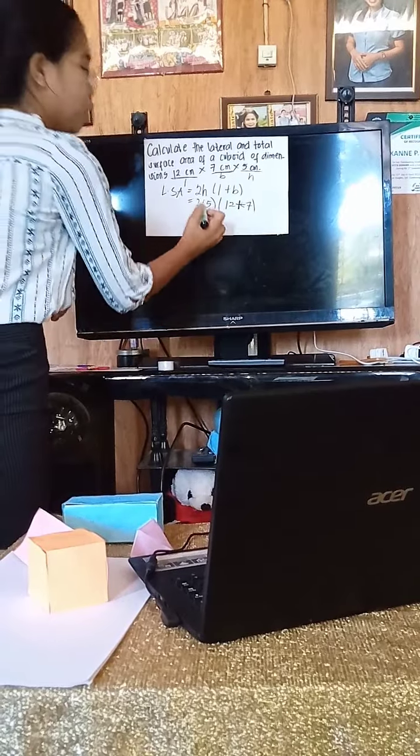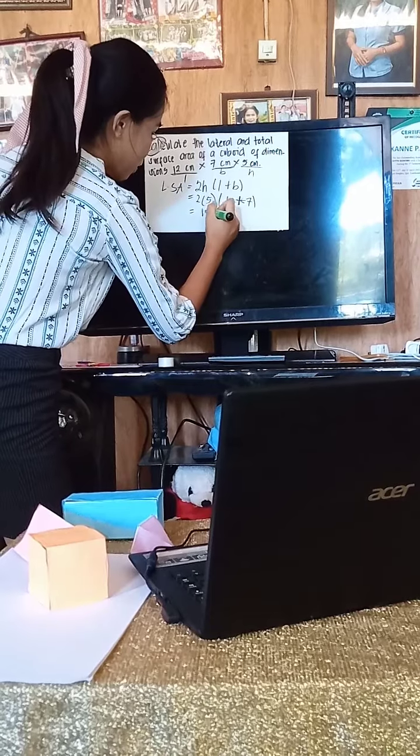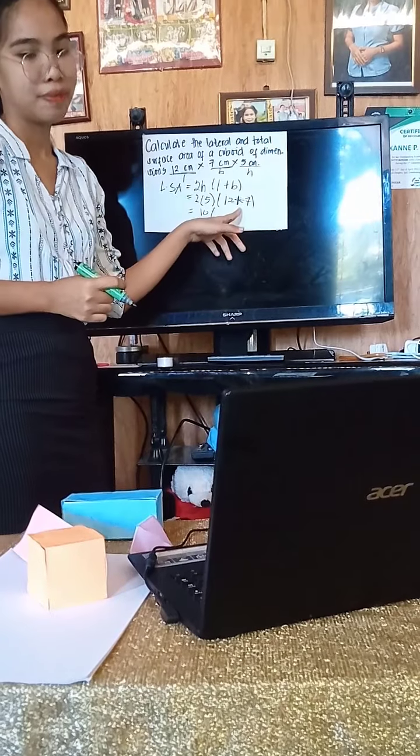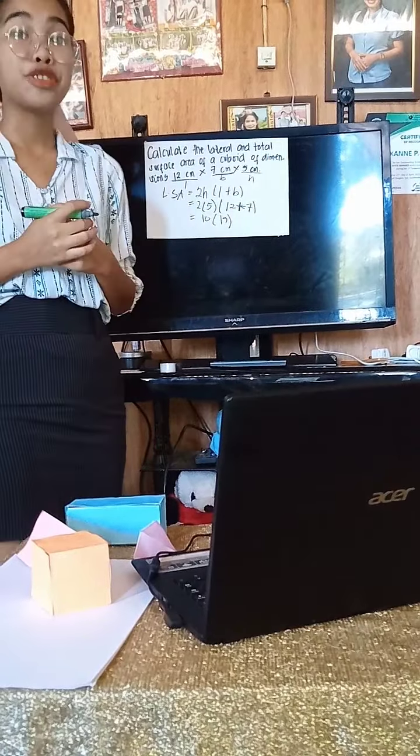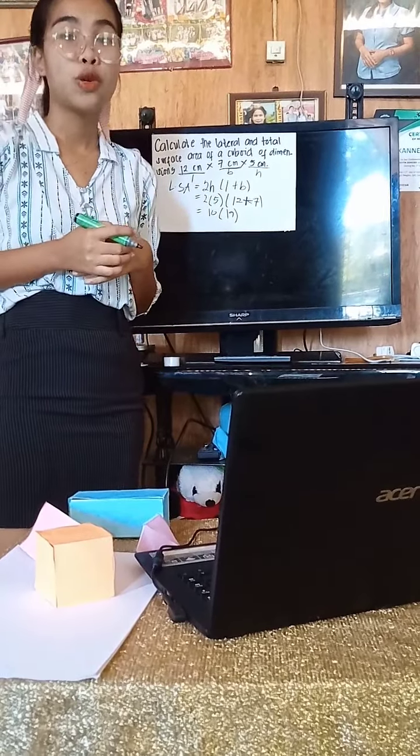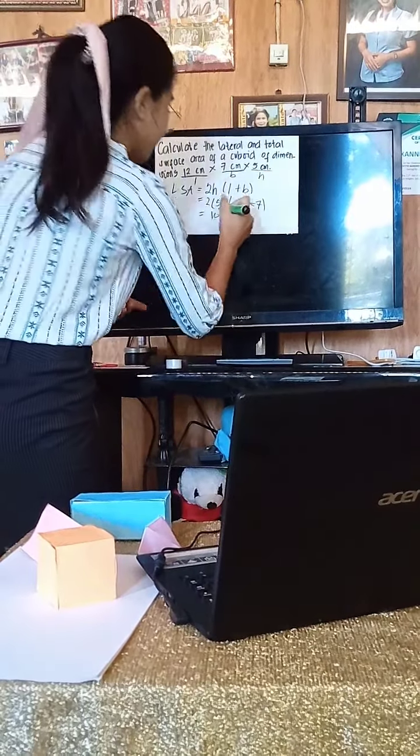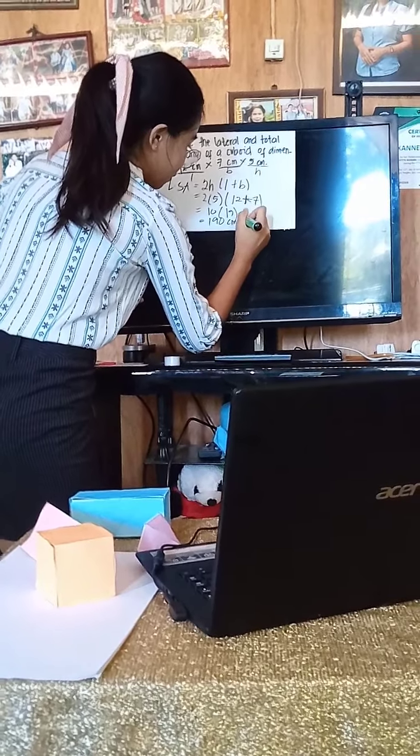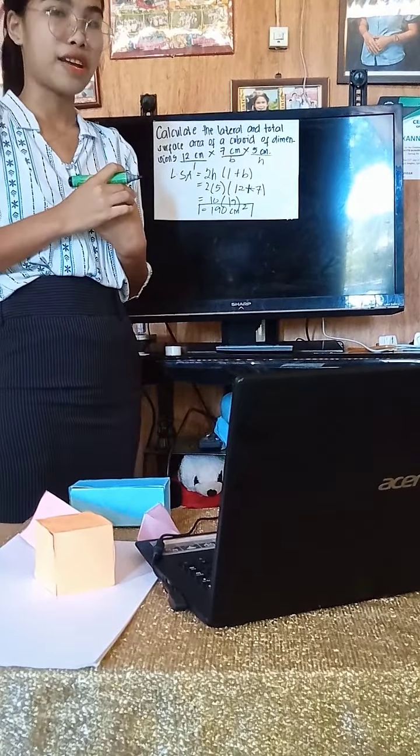So 2 times 5 is equal to 10. So 12 plus 7 is 19. So next step is to multiply both of these. So 10 times 19 is equal to 190 centimeter squared. So this would be the value of our lateral surface area.